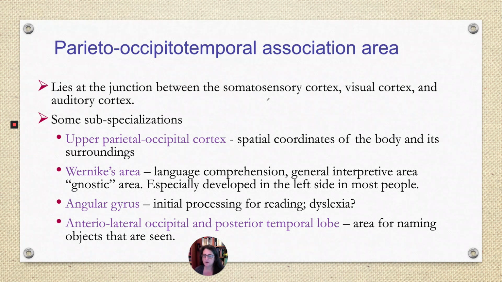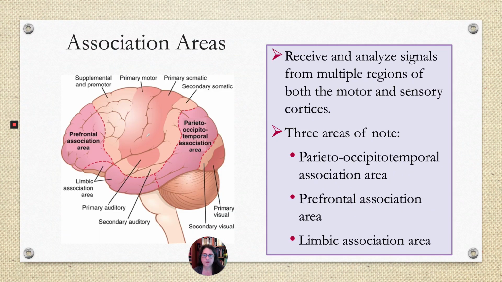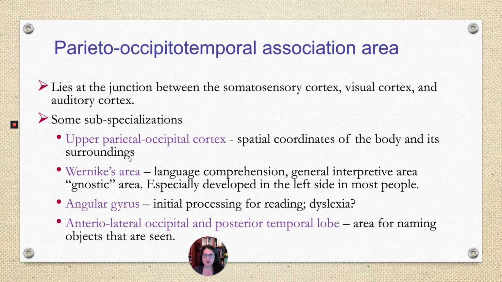It helps us with our awareness of our surroundings and ourselves within that surroundings. And you just use one sensation for all of that. You synthesize a lot of sensations from a lot of different areas to help us with that understanding. There are some subspecializations that I would like to mention. Upper parieto-occipital cortex. So that would be a little bit higher up in this area. That is our spatial coordinates of our body and its surroundings in that area.